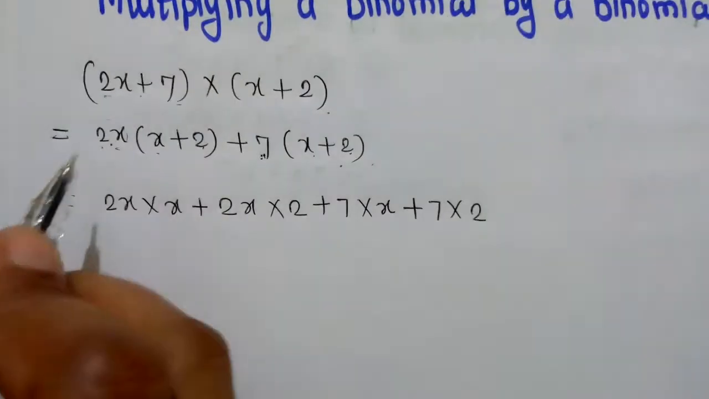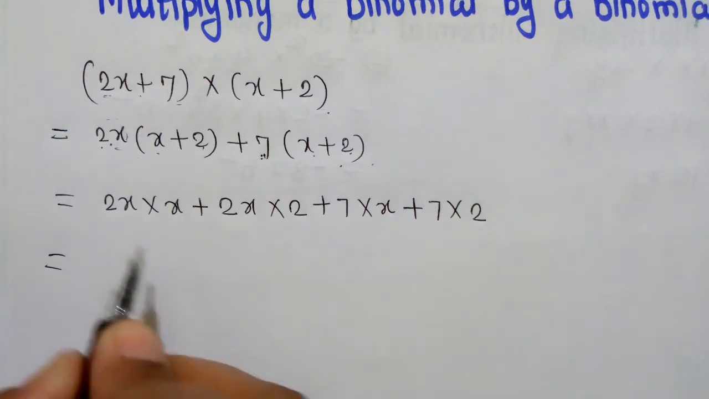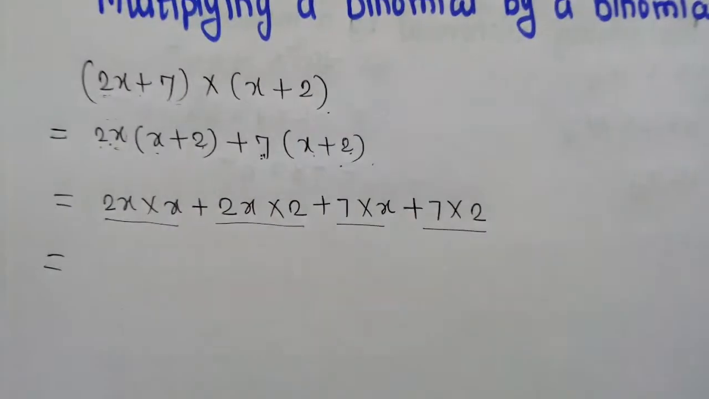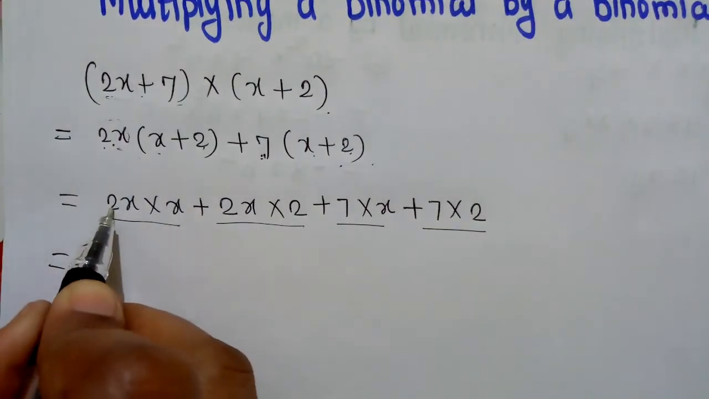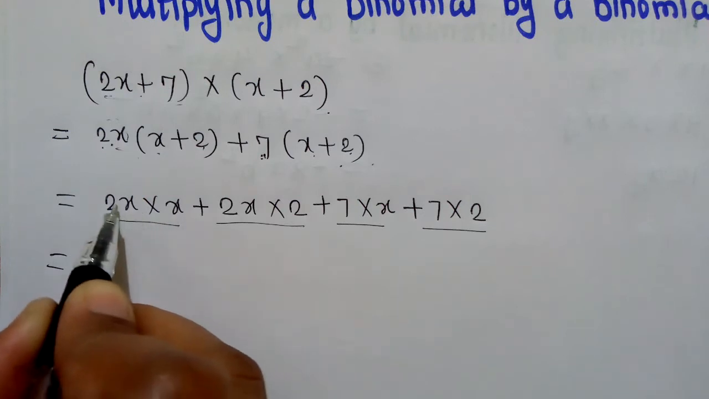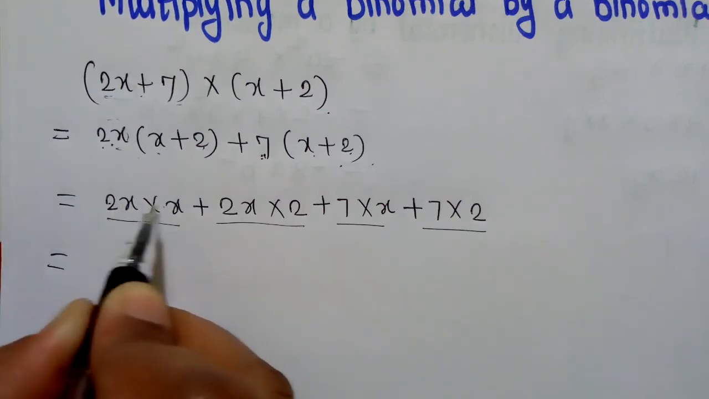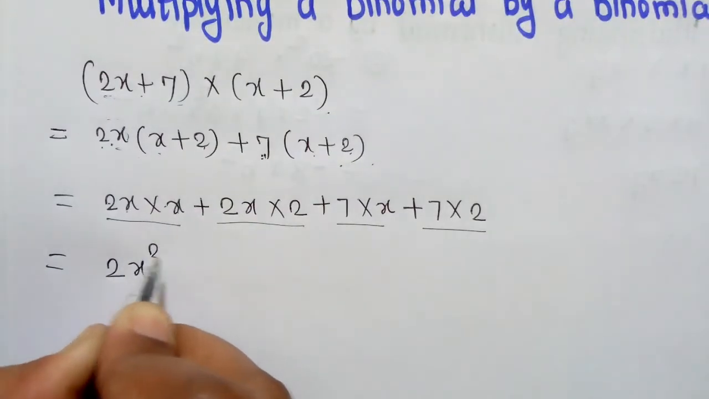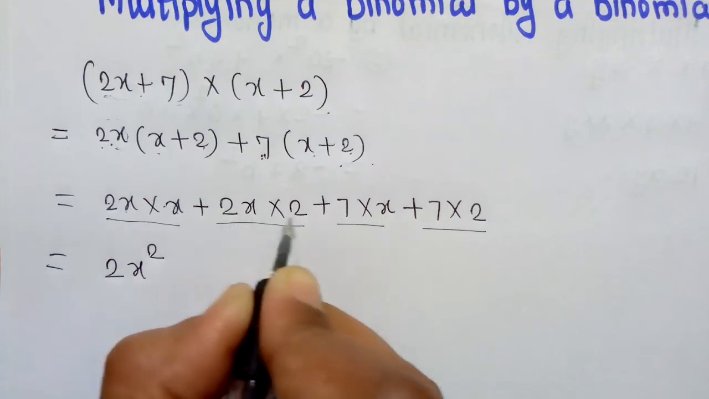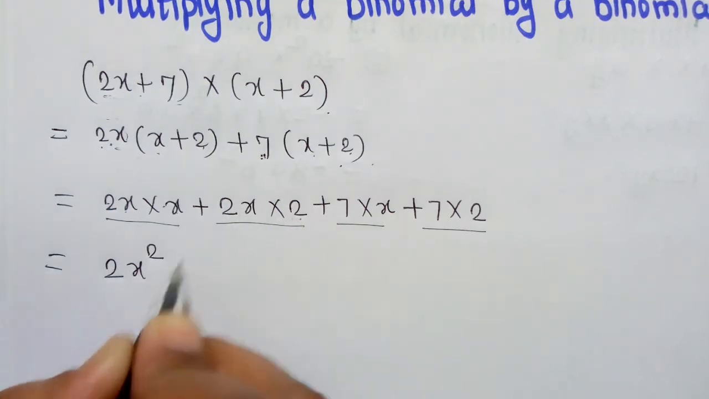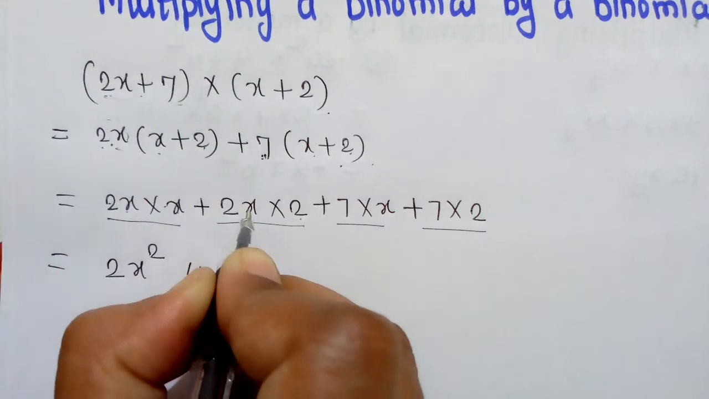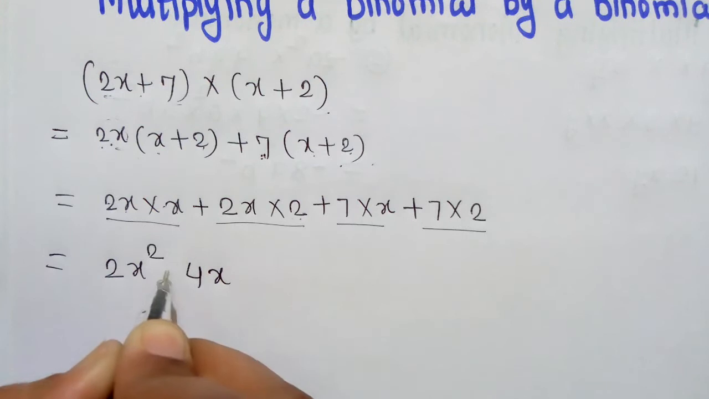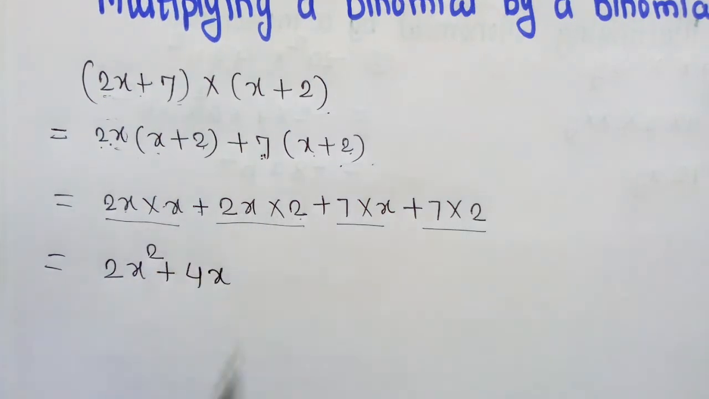Now multiplication we will do. Here one multiplication, here also one multiplication, here also one, and here also one. Okay, so 2x into x, coefficients are here 2 and here 1. 2 into 1, 2. 2 ones are 2. And x into x, it will be x square. Now 2 and 2, coefficients are 2. So 2 2s are 4. And here x is there, here no coefficient. So only x will be there. Okay, and sign it will be plus because both terms are positive.